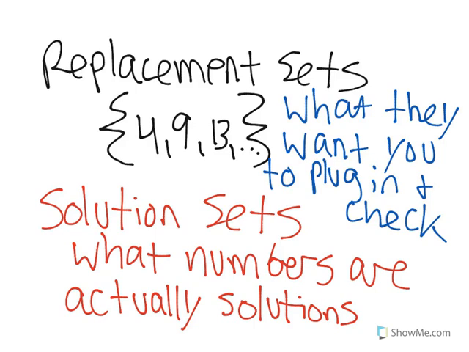Now, I want to talk to you about 2 quick terms that you're going to see in your assignments a little bit. There are things called replacement sets and solution sets. A replacement set will be inside of these brackets. These are called brackets right here. They'll give you a list of numbers that they want you to check to see if there are solutions. You're essentially going to plug them in and see how many of them, if any, will give you a true statement.